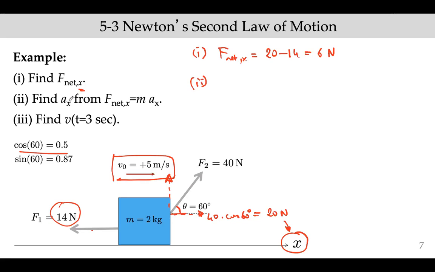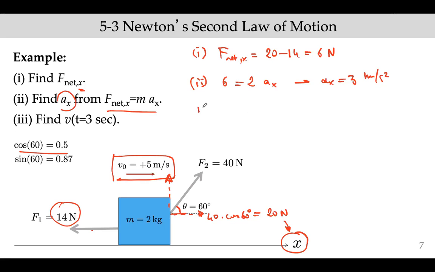Okay, now let's move to the second part. What is acceleration in the x direction? Of course, I have to use F net equals ma for the x component. So F net is 6, m is 2, ax. So from here, what we find is acceleration in the x direction is 3 meters per second squared.